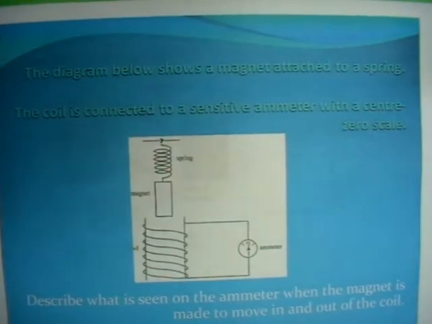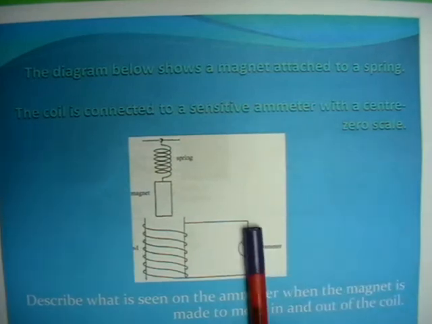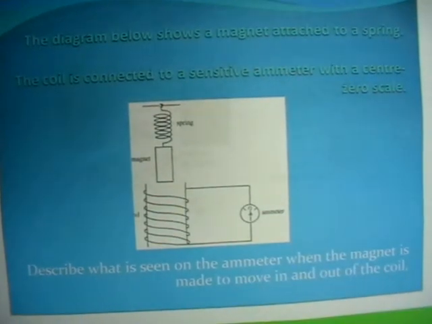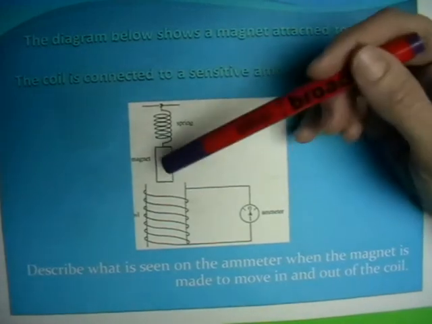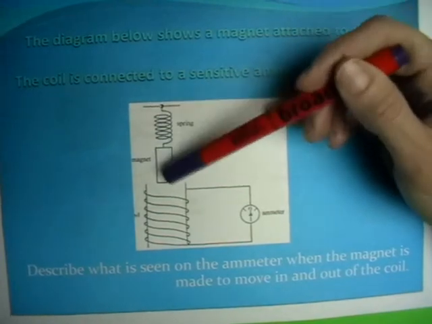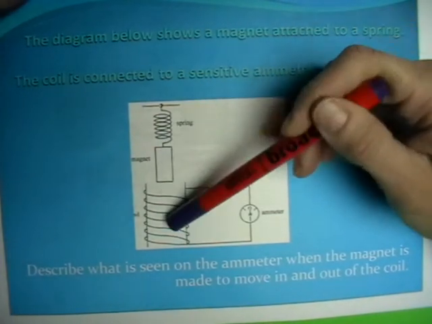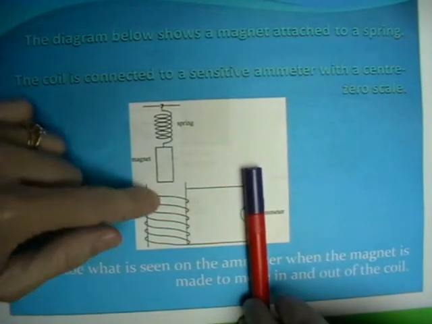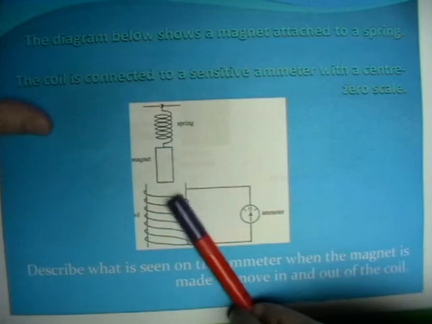The diagram below shows a magnet attached to a spring. The coil is connected to a sensitive ammeter with a centre 0 scale. That just means that the pointer's in the centre. Describe what is seen on the ammeter when the magnet is made to move in and out of the coil. So again, there's this movement idea happening. We'll assume that it's moving up and down on the spring. So that's a continual movement. As it moves in, you're going to get your needle pointing one way and back to 0. And as it moves out again, the opposite effect is going to point the other way and back to 0.